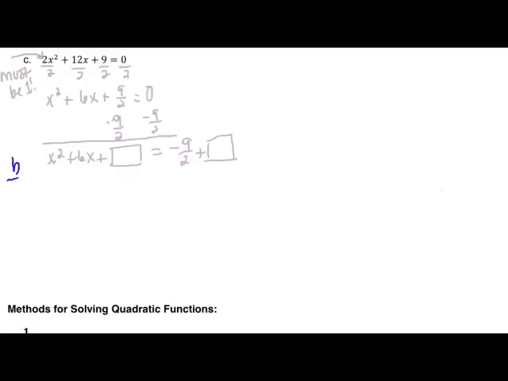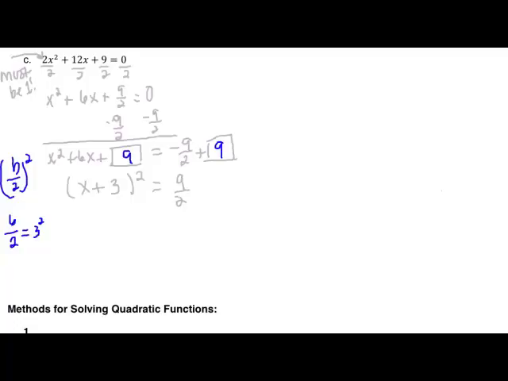So from here we need b over 2 quantity squared. So our b value is 6. 6 divided by 2 is 3. 3 squared is 9. So we have a 9 that goes in our box. So we can write this as x plus, again, our b term, our middle term is positive, so that makes our sign positive. And then this is x plus 3. And this equals negative 9/2 plus 9 is positive 9/2.